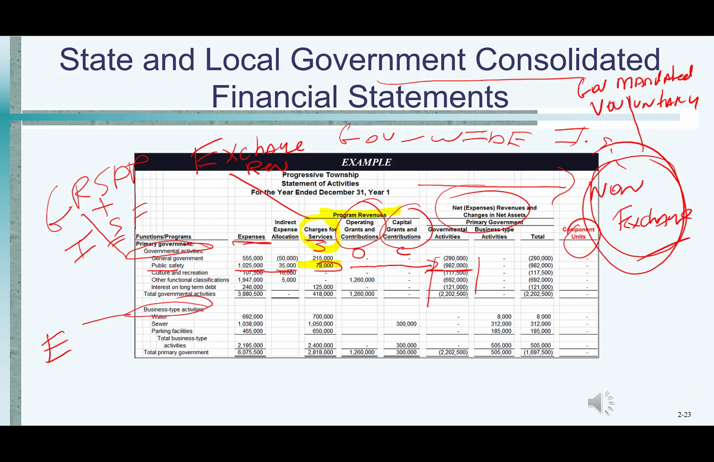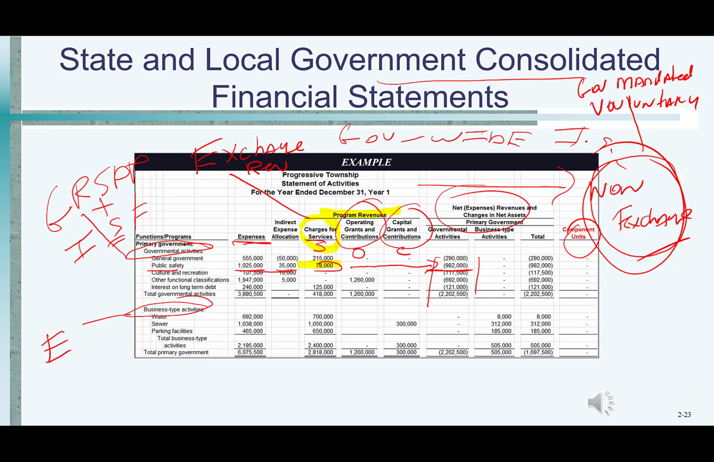This is an unlawful assembly, right? But if you go and apply for a permit first, they will protect your right to do that, right? And so what happens? The cost of that permit might be a charge for service that defrays some of the cost of the public safety program. Okay. Now, we call that exchange revenue because what?